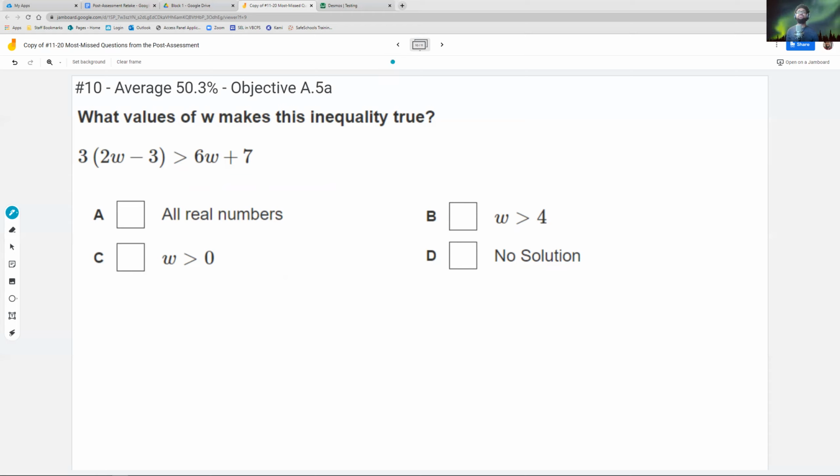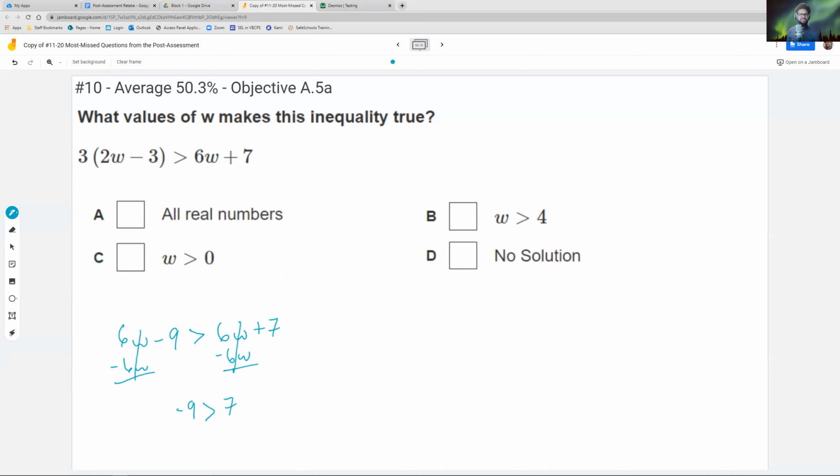3 times 2W. I'm going to write my work down here underneath it. We get 6W minus 9. And it's really easy to make simple arithmetic errors and just mess up your multiplication or addition or subtraction or division, so be careful with that. Is greater than 6W plus 7. Now my next step, I see that I have a 6W and a 6W, so I'm going to go ahead and do what I can with these W's. Move that 6W over, minus 6W. That crosses out and that crosses out. I've gotten rid of my variable, and what I'm left with is negative 9 is greater than 7.